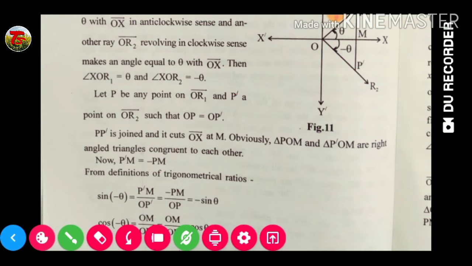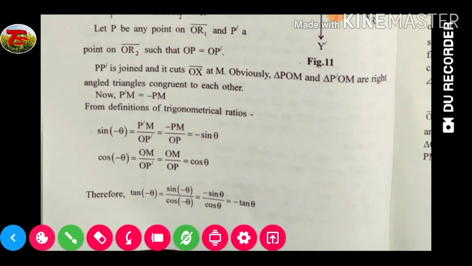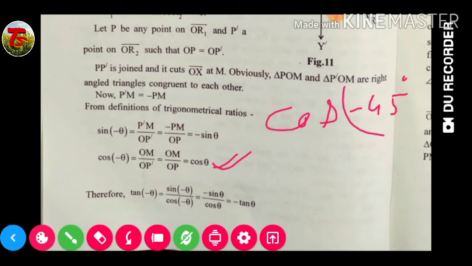Similarly, cos minus theta is equal to OM divided by OP dash. Both are positive, so it will be positive only. Cos minus theta will be cos theta. If cos minus 45 degree, this will be cos 45 degree only.